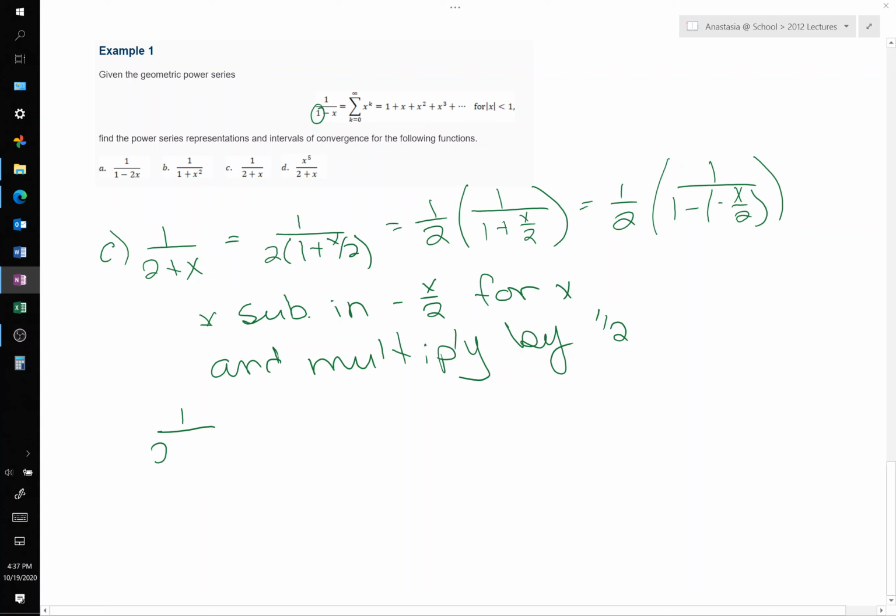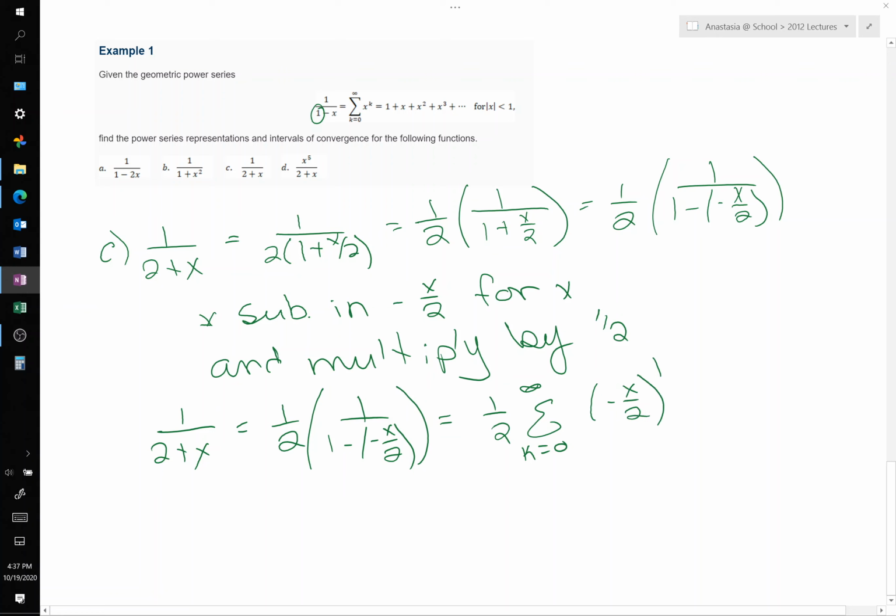So 1 over 2 plus x, which is the same thing as 1/2 times 1 over 1 minus negative x over 2, is going to be equal to 1/2 times the sum from k equals 0 to infinity of, now we do the substitution, negative x over 2 to the k. We can go ahead and simplify this a little. We'll have a 1/2 sum from k equals 0 to infinity, negative 1 to the k, x to the k over 2 to the k.